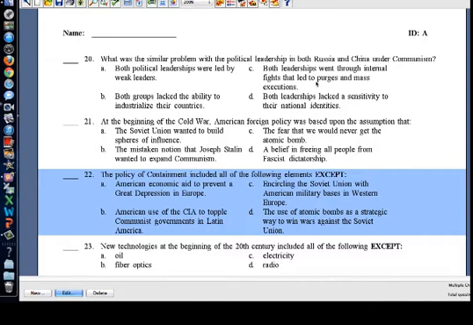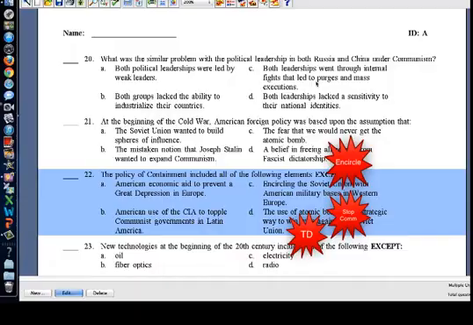Let's take a look at this. Question 22. The policy of containment included all of the following elements except. So I would circle or underline containment elements. I would box "except." Now I know the question is asking me what is included in containment. Well, I know containment would be, and I'll predict this on the right or the left, encirclement, stopping communist expansion, Truman Doctrine. So now let's go to the answers.